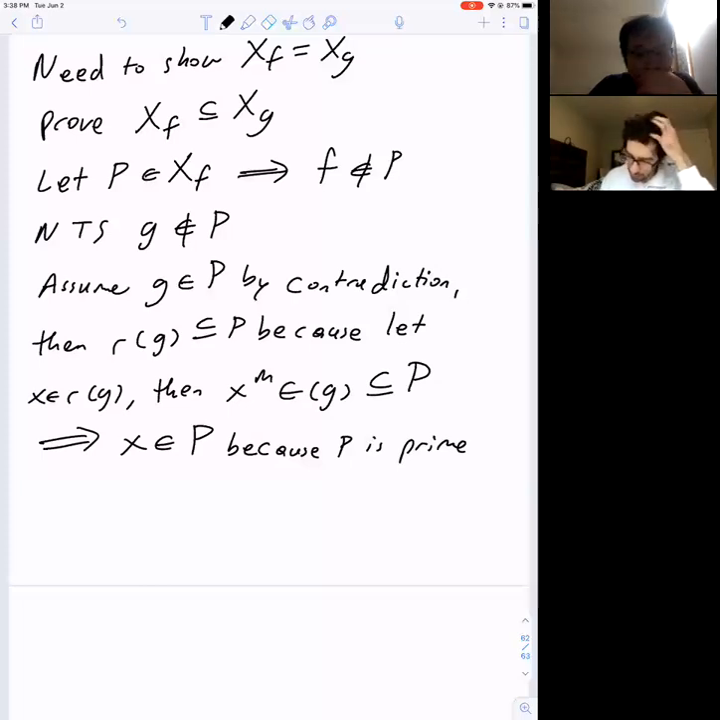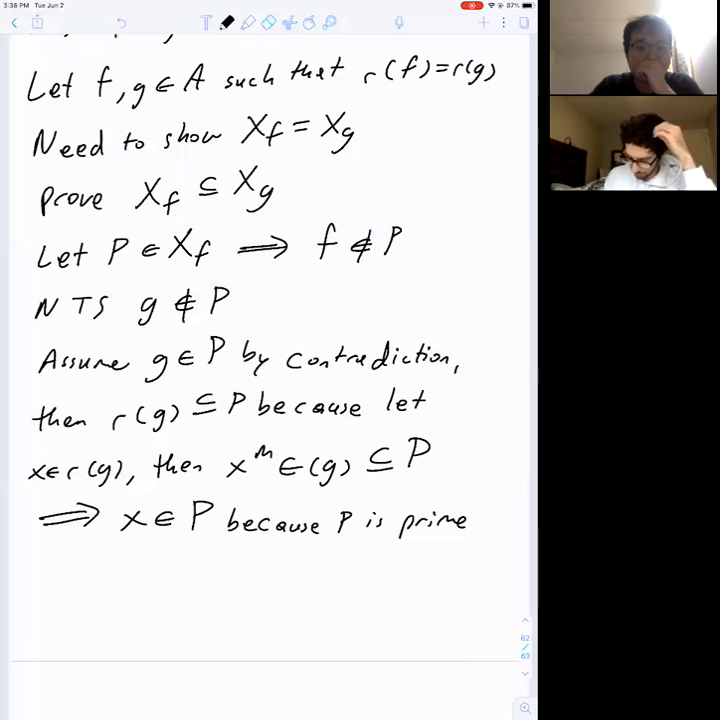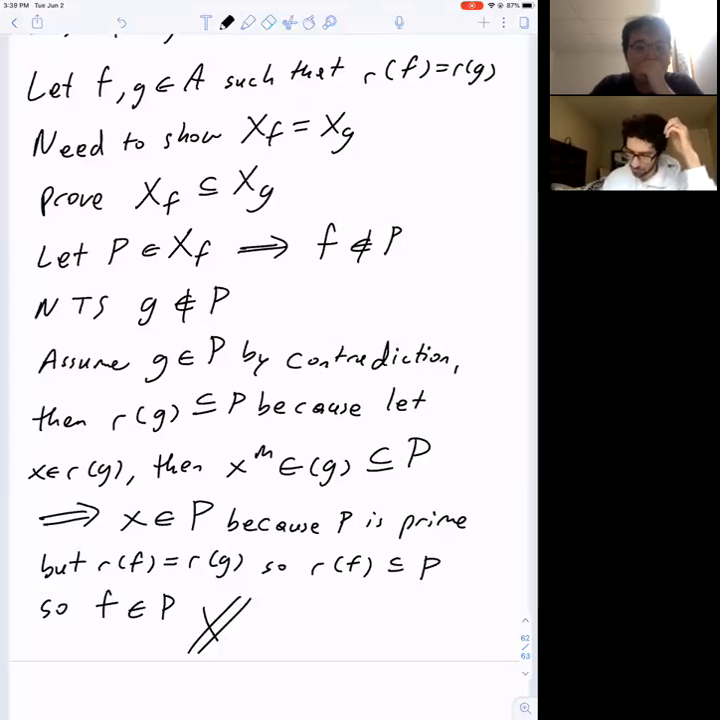But we said that the radicals are the same. The radical of f is the radical of g. So that means that the radical of f is contained in P, but that means that f is contained in P. Here we have a contradiction, because we assumed up here that f is not in P.